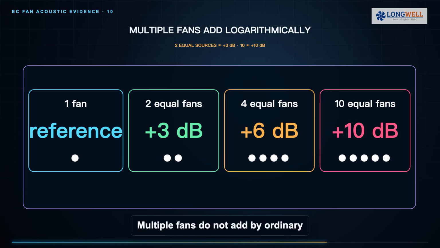Multiple fans do not add by ordinary arithmetic. 2 independent equal sources add about 3 decibels, 10 add about 10. Control strategy can exploit this, distribute duty, avoid unstable regions, and prevent synchronized tones, but validate the complete array and its structure.